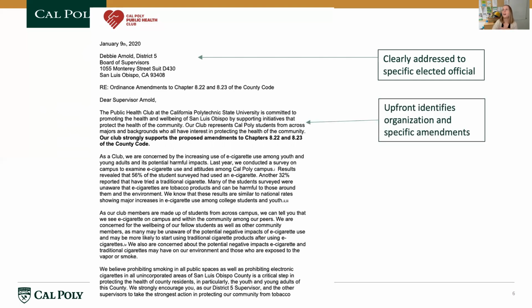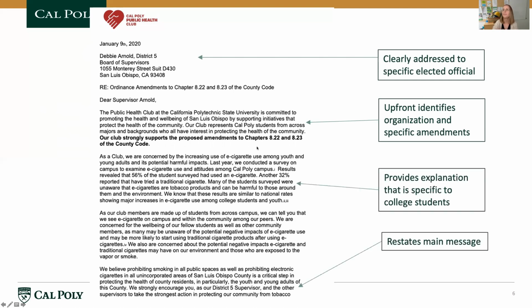Then they identified upfront, we're supporting the proposed amendments, very specific. This is what we're about, what's being brought up and what we want to support. Then they gave a bunch of information about why they support it. This was about prohibiting e-cigarettes in unincorporated areas of SLO County, which did actually pass. They gave some information like, as college students, this is what we think, so they brought it from their own perspective. And then they restated that main message again: please support this. This is what we want you to do. So it's very clear what we want you to do.